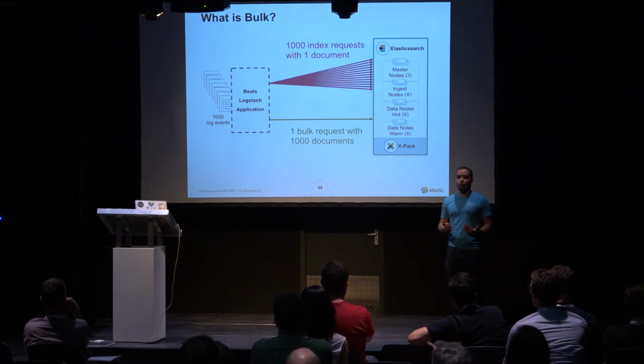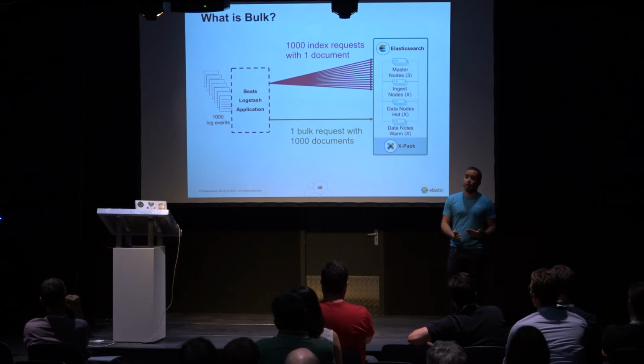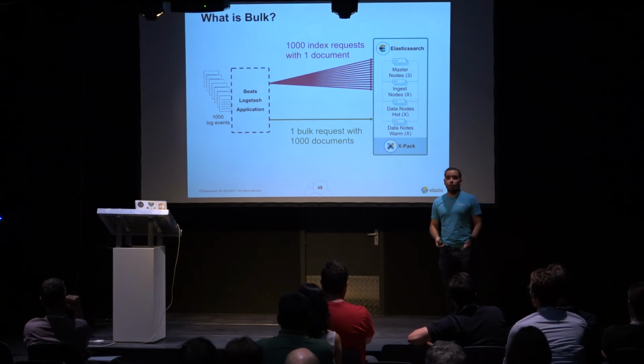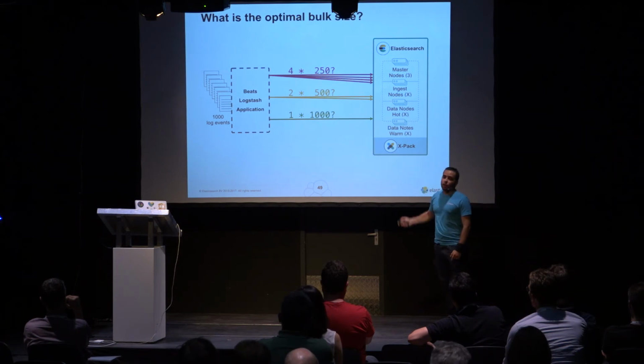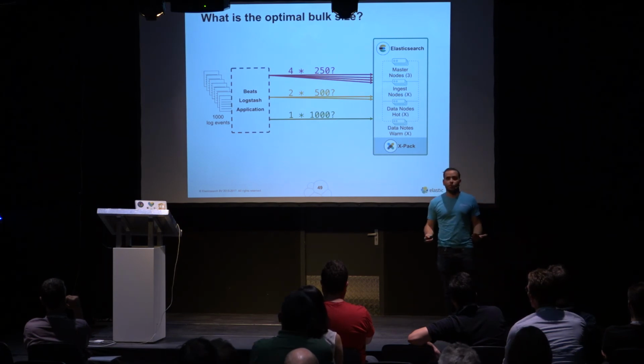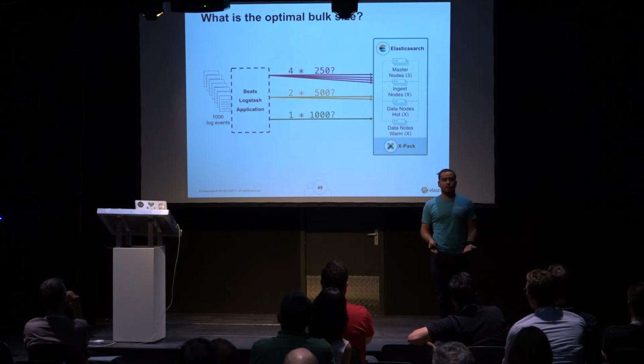So for the logging use case, make sure you use bulk from your application. Beats and Logstash do that by default. But what is the optimal bulk size? I don't know. Why? It depends. It always depends. But on what?